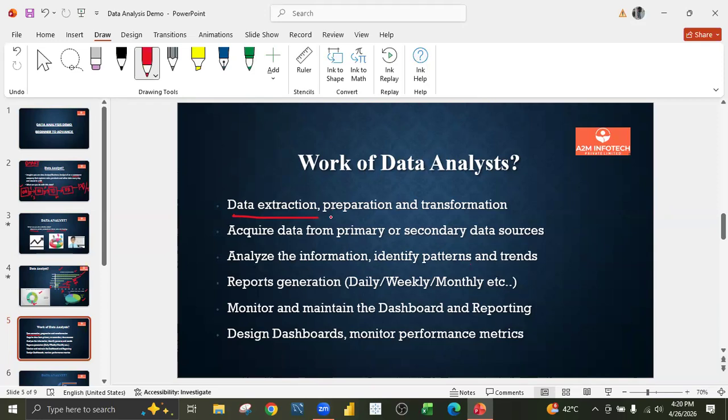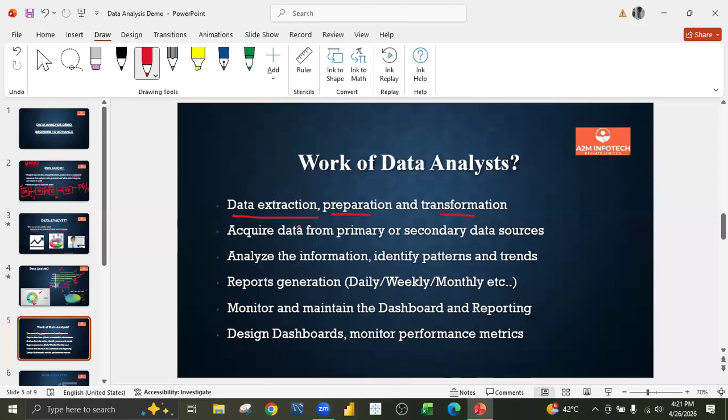Next, we have preparation, which means as per the requirement, whatever data we want, we prepare according to that. Next, we have transformation. We have already seen transformation previously. Transformation is nothing but removing unwanted data, adding new columns as per the requirement, removing columns. All this process is called transformation.